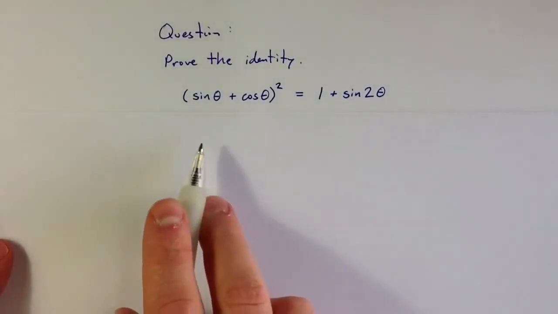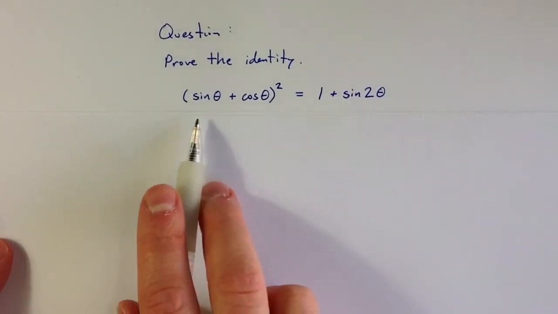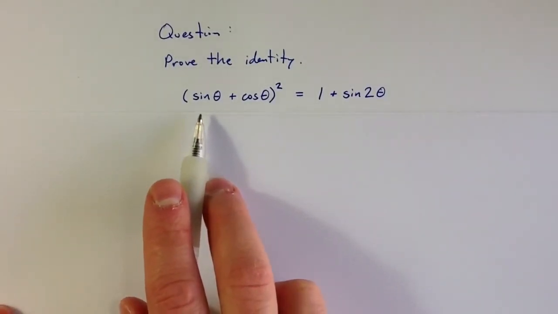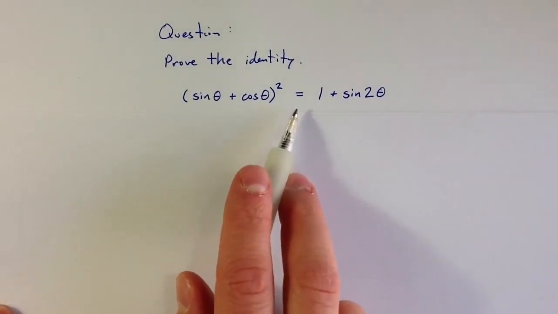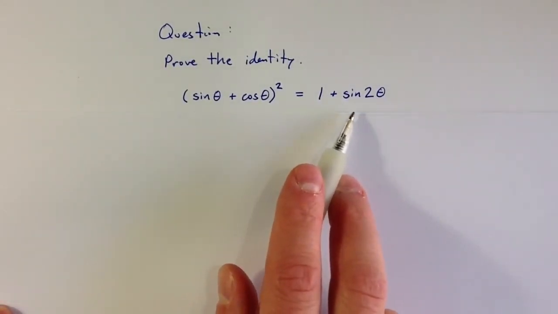Let me end the video with the following question. Take a few minutes and try to prove the identity that sine of theta plus cosine theta squared equals 1 plus sine of 2 theta.